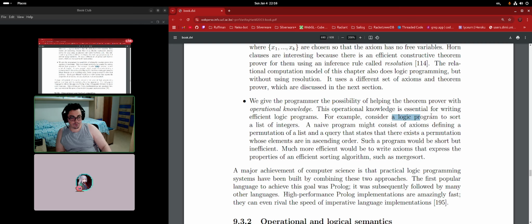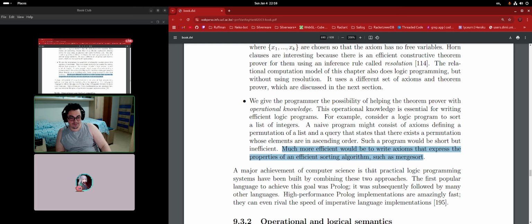For example, consider a logic program to sort a list of integers. A naive program might consist of axioms defining a permutation of a list and a query that states that there exists a permutation whose elements are in ascending order. Such a program would be short but inefficient. So this is essentially like, I want a miracle, help me please. Basically, yeah. Much more efficient would be to write axioms that express the properties of an efficient sorting algorithm, such as merge sort, which is true, but pretty much puts a little bit of a burden of knowledge on the programmer. You need to know this already beforehand. Yep. You cannot just ask for a miracle naively.